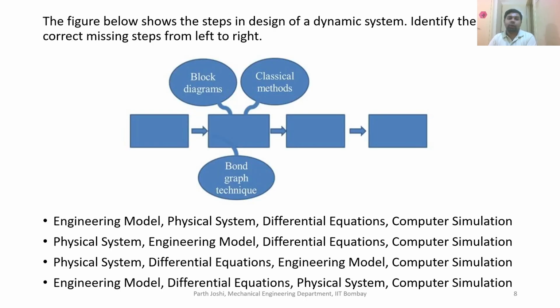So the next question shows the steps in the design of dynamic systems. You have to identify the correct sequence of the different steps, how we go from the system to the final outcome. So you have to pick the correct order of the steps.